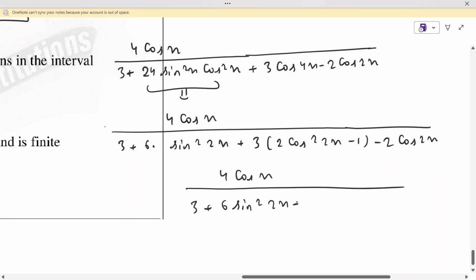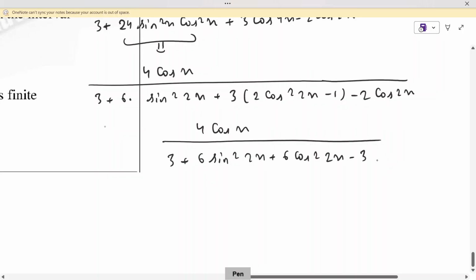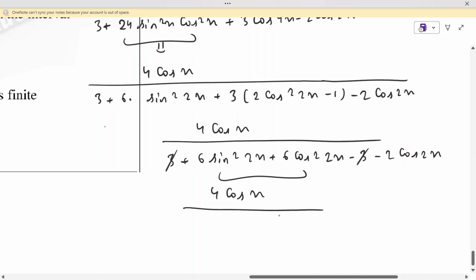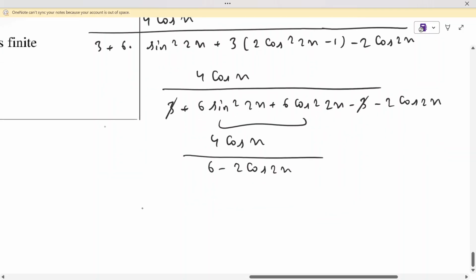It's quite a big achievement because the terms got clubbed. For minus 3 I also have, the 3 cancels. Now we have 6 cos divided by 6 minus 2 cos, so again this will cancel. Now I have 3 cos x upon 3 minus cos 2x. This is our g(x).